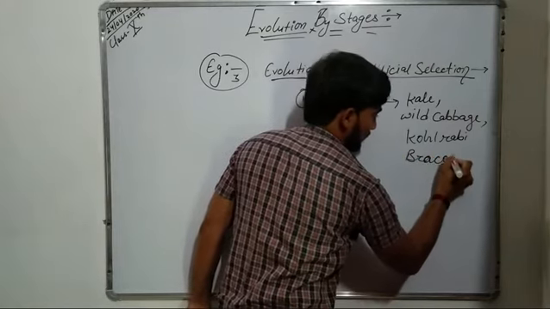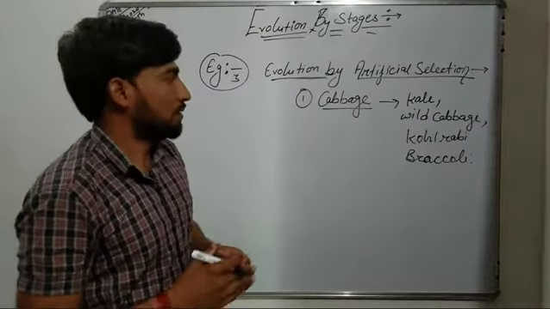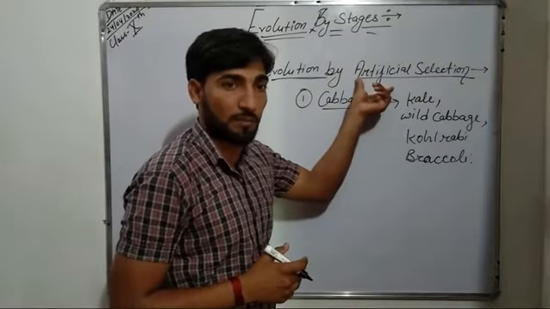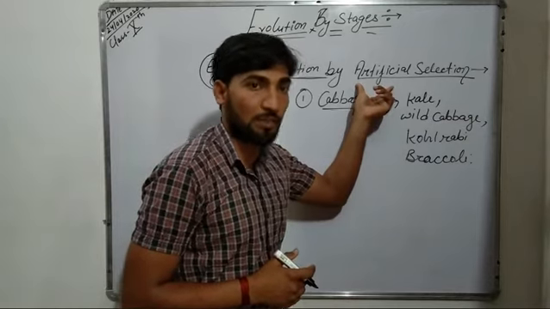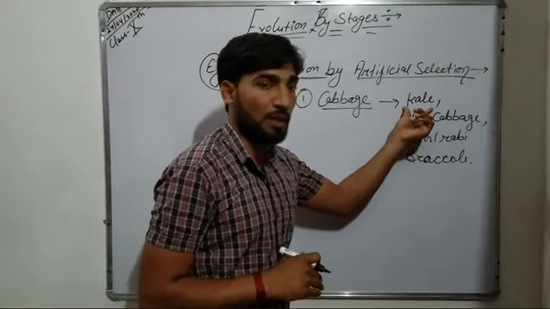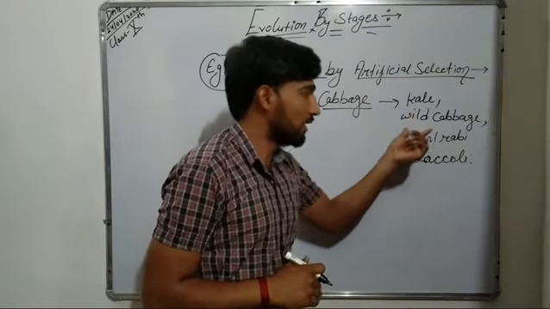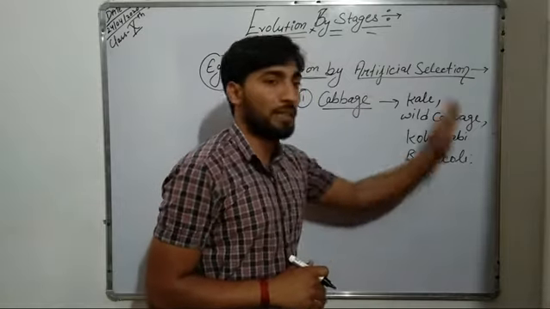So in case of cabbage, the artificial selection resulted in the formation of a large number of varieties from a common cabbage, and it resulted in different varieties such as kale, the wild cabbage, kohlrabi and broccoli, which are all varieties of cabbage.